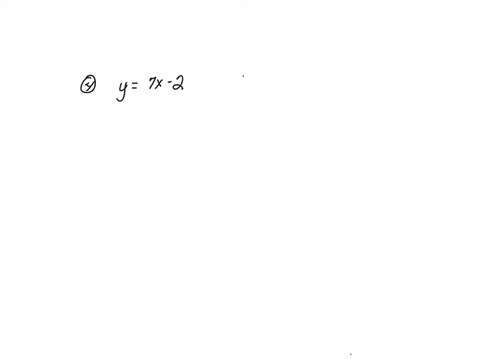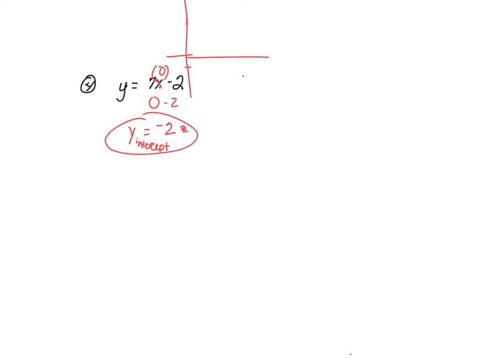So let's solve really easily for if we put 0 in for x. Well, 0 times 7 is 0, minus 2, so y equals negative 2. So the y-intercept is negative 2, because that's where it crosses the y-axis. If we were to plot this, we'd say 0, negative 2. That's where the line crosses the y-axis.